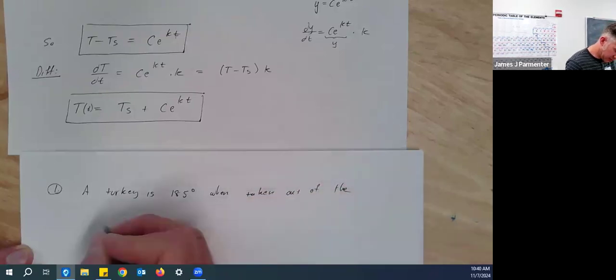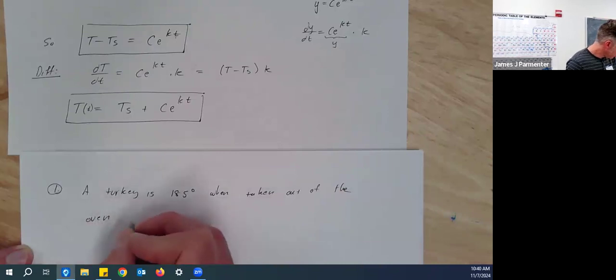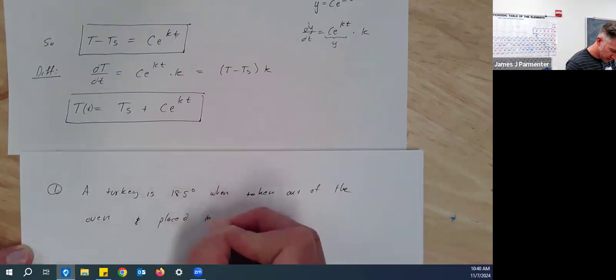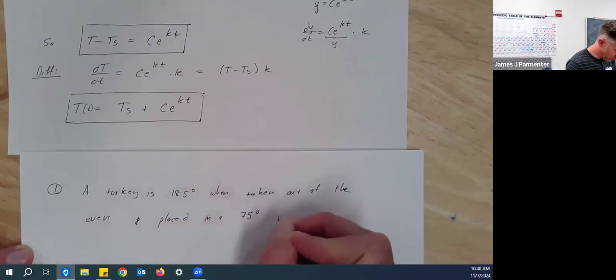But definitely a safe temperature to cook a turkey too. And placed in a 75-degree room.